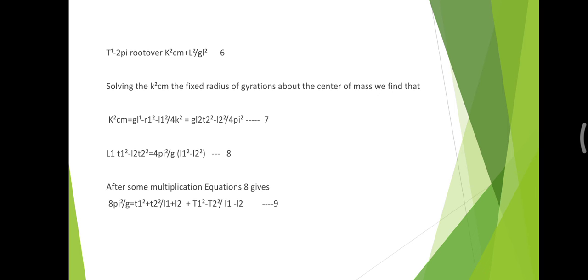After some multiplication it gives us 8π²/g = (T1² + T2²)/(l1 + l2) + (T1² − T2²)/(l1 − l2), that is equation 9.